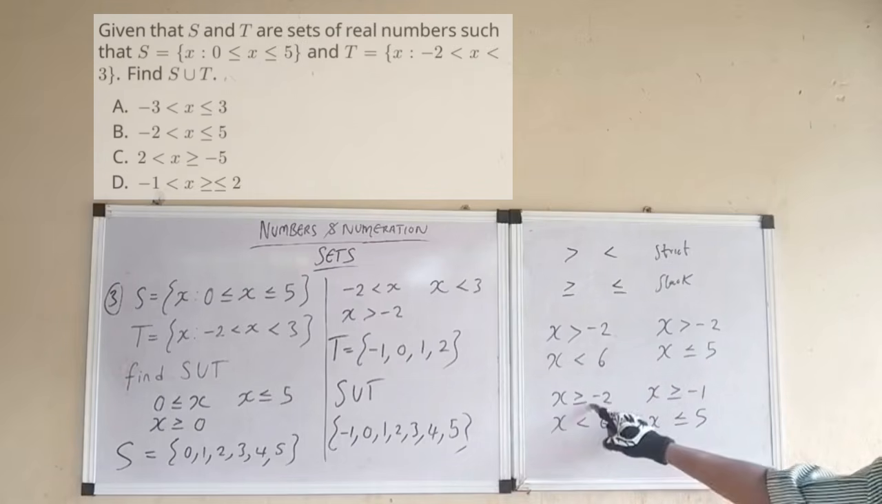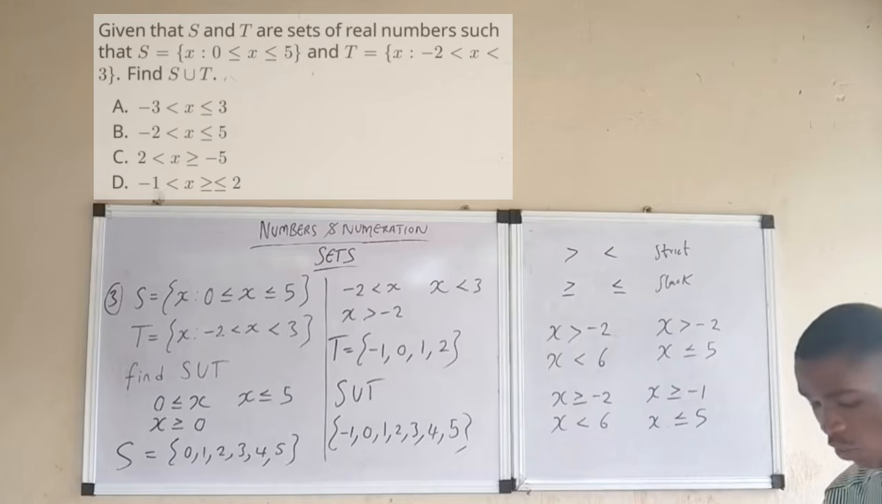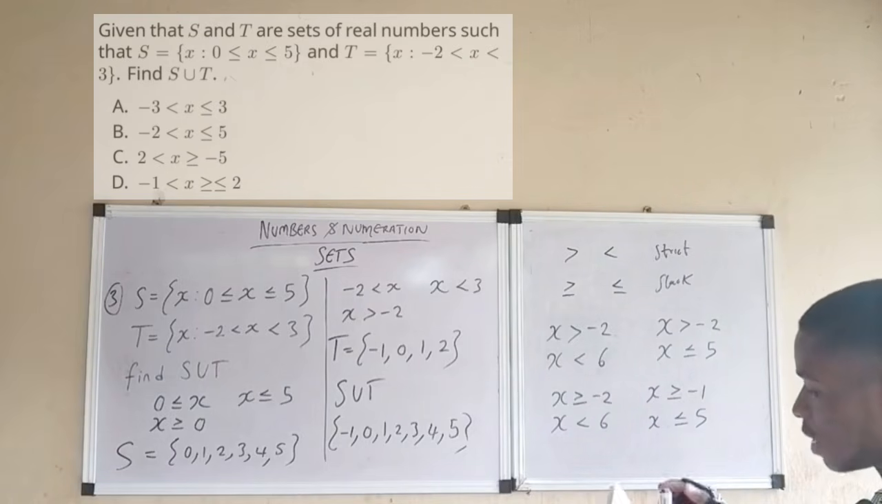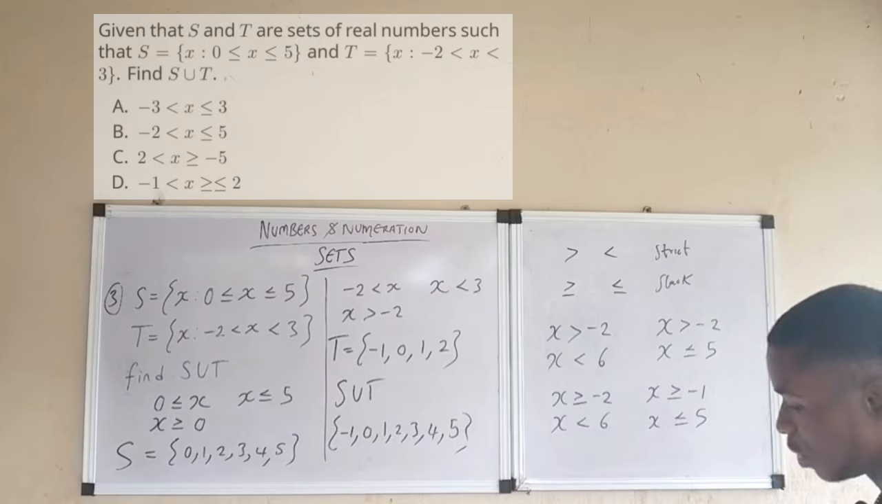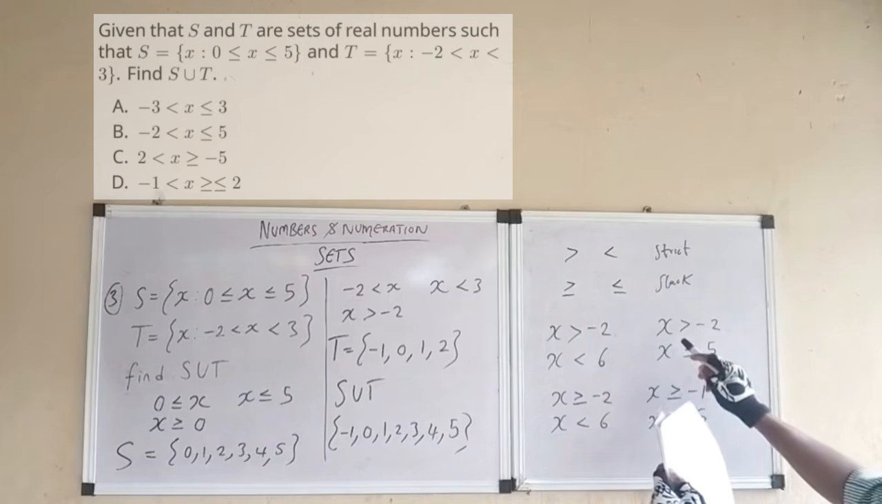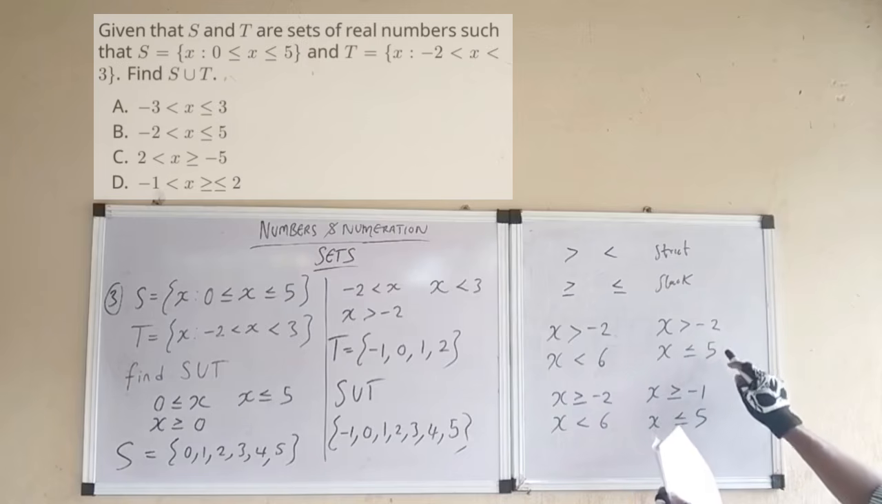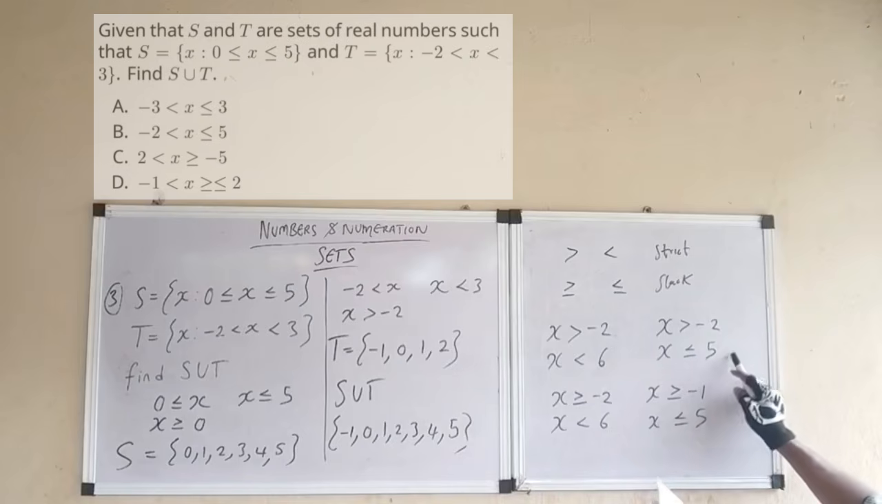Here, it means that you start from -2 and stop at the first number that is less than 6. That's what it means. So you now have to look at your options and look at the one that is in that range. Now, if we look at option B, it says that x is greater than -2 and less than or equals to 5. So it's a mixture of a strict inequality and a slack inequality.